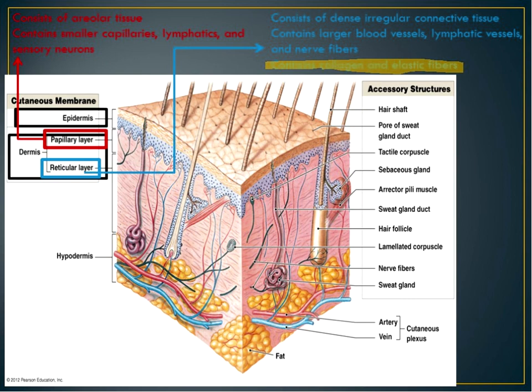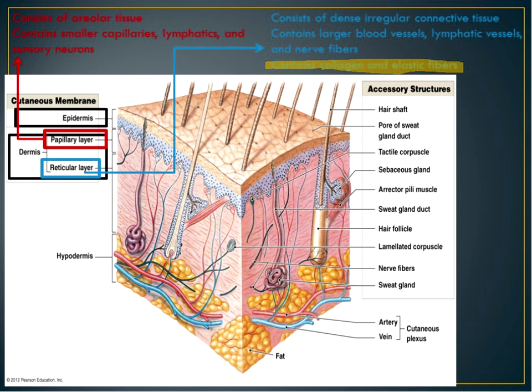So moving on to other parts of the integument. Remember, the integument is composed of two portions. We have the cutaneous membrane and the accessory structures. The cutaneous membrane consists of the epidermis, which is the layer of cells on top. There are 5 layers in thick skin and only 4 layers in thin skin.